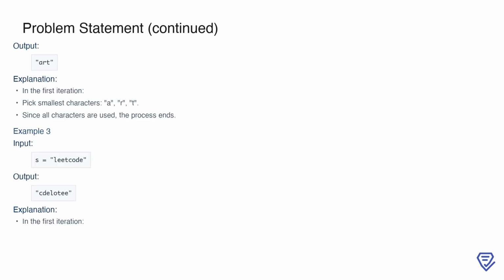In the second example, we have the input S equals rat. The output here is art. The process begins by selecting the smallest characters in ascending order. We pick a, then r, and finally t. Since all characters in the string are used in this single cycle, the process ends, and art is the resulting output.